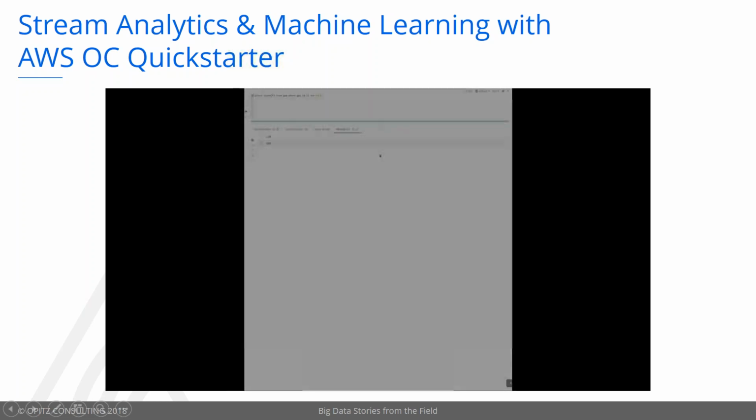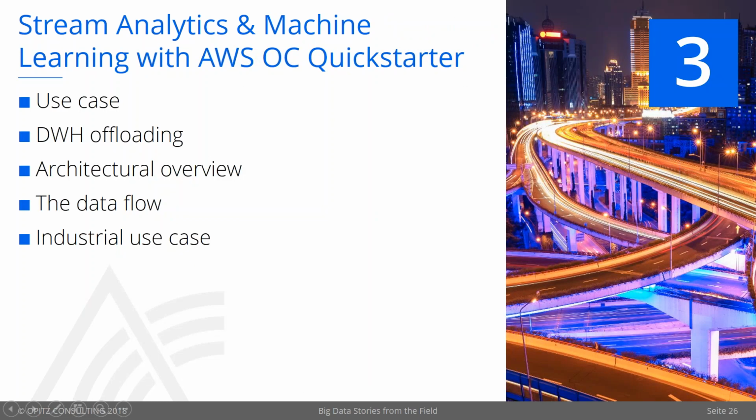So let's proceed. After you get a first impression, let me start with the contents of this part of the presentation. The presentation is divided into 5 parts. In the first part, I'd like to cover the main use case of the showcase, which is streaming analytics. The next part highlights the data warehouse offloading. I tell you what it means and what advantages it has. The third part is about the architectural overview and the technologies we used.